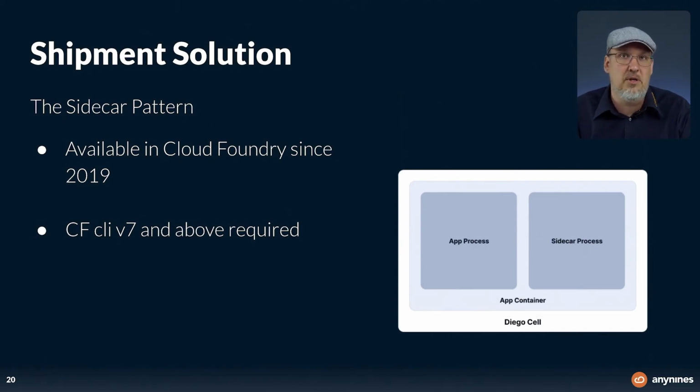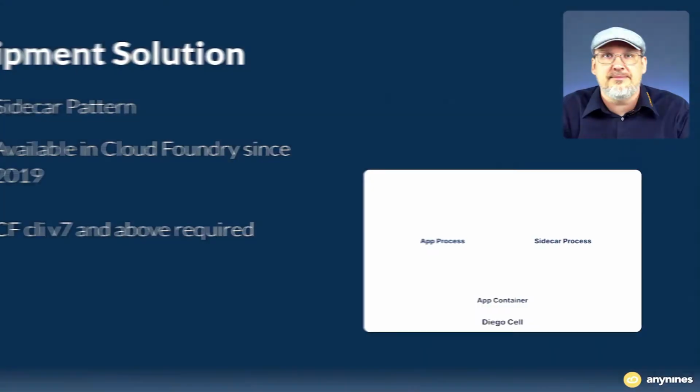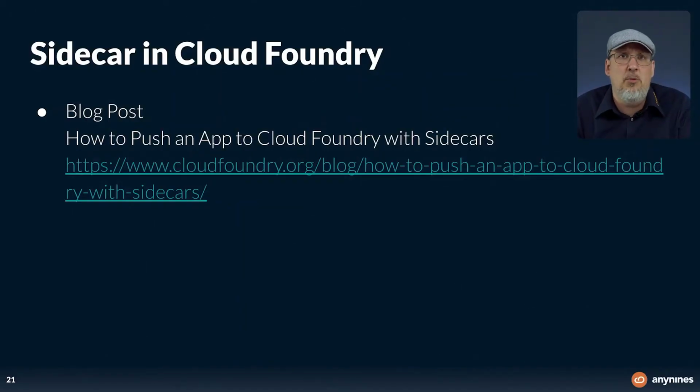Sidecars are supported by Cloud Foundry since 2019. They came with version 3 of the Cloud Foundry API. There is a blog post I can recommend. It was published in 2019 when sidecars in Cloud Foundry were officially announced. It described what sidecars in Cloud Foundry are and how you can use this mechanism to enhance your application.